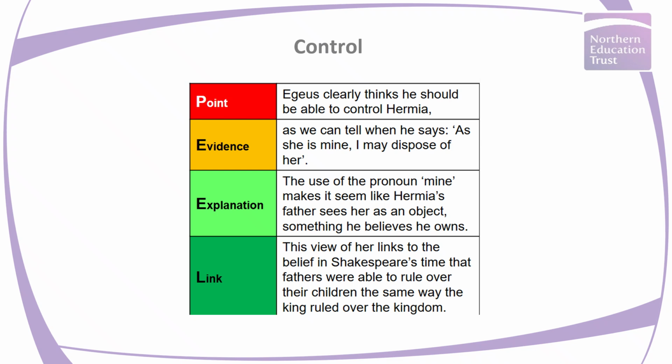So, you can see that control is used within the point, they're given the quotation, they then look at language features that help them to discuss that particular concept in a bit more detail, so the pronoun "mine", and then they link back to that context. So Shakespeare's time, that fathers were able to rule over their children. So that's their first exposure to it. Then they'll move on to their hub text.